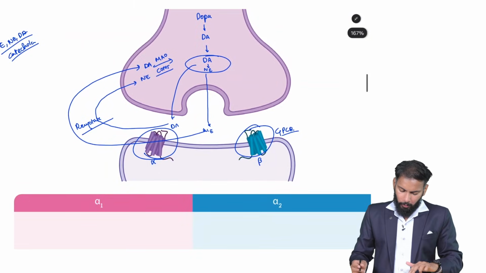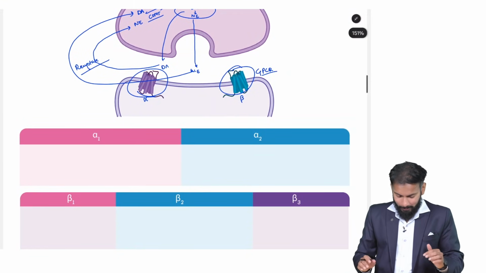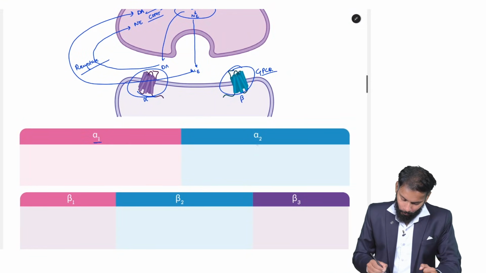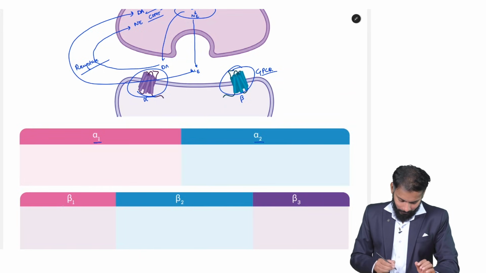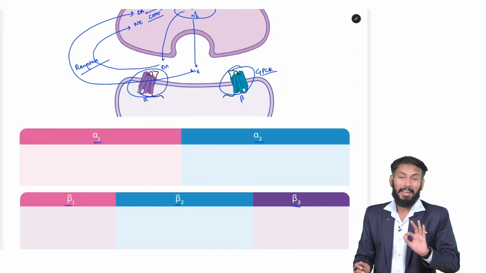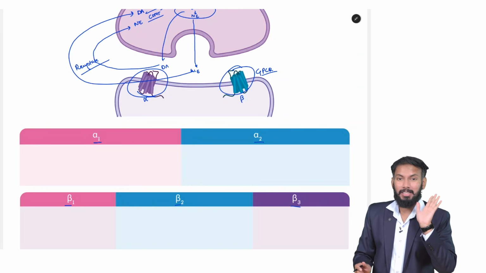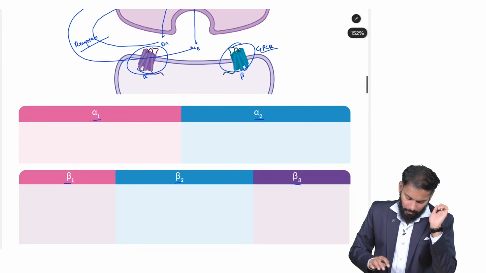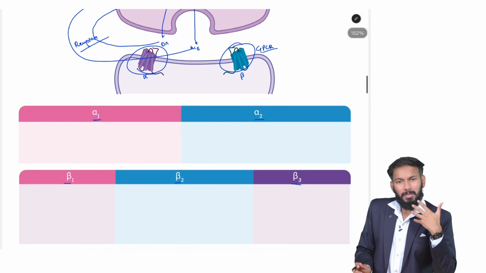What are the receptors? I told you we have alpha and beta receptors. In alpha, there are two types, alpha 1 and alpha 2, and beta has 3 types, beta 1, beta 2, beta 3. How to remember it? Again, I will tell you the same trick. It will be easy for you to remember. See, alpha. Alpha means the most important person.